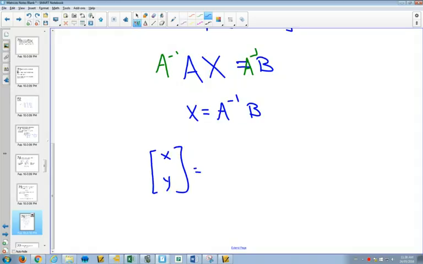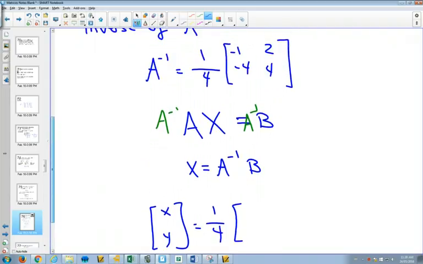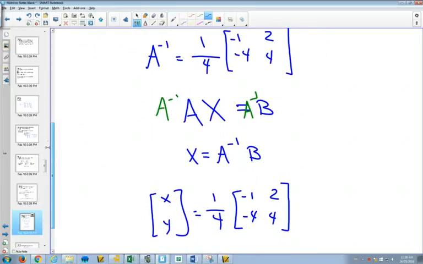Which, if we write it out, I can go back up. And B was negative 2, negative 11. Again, this is where I really like to keep that fraction out in front and deal with that at the end.